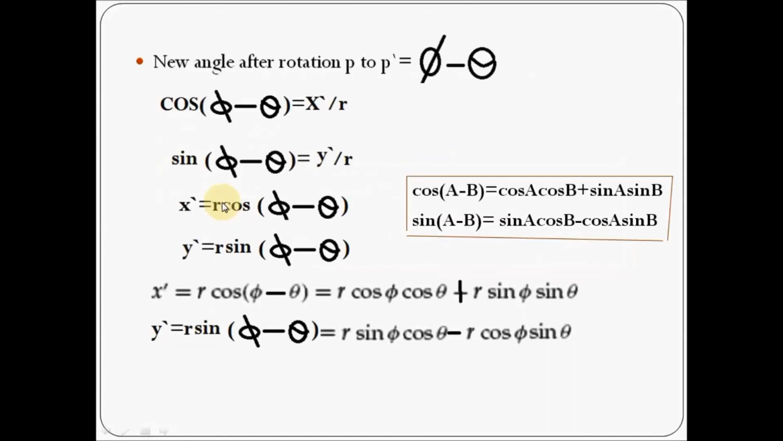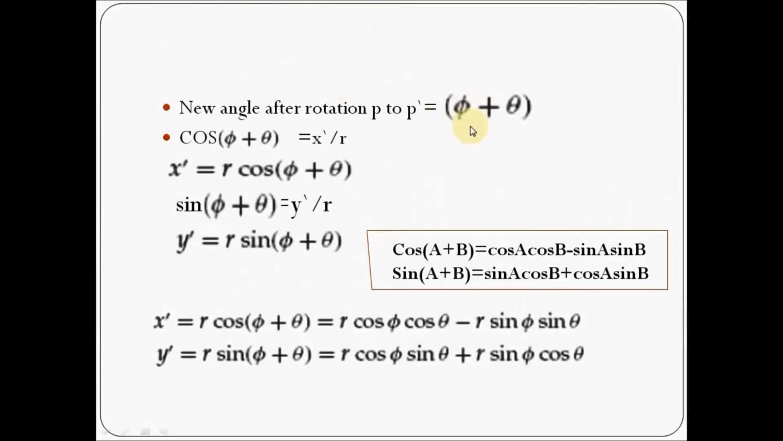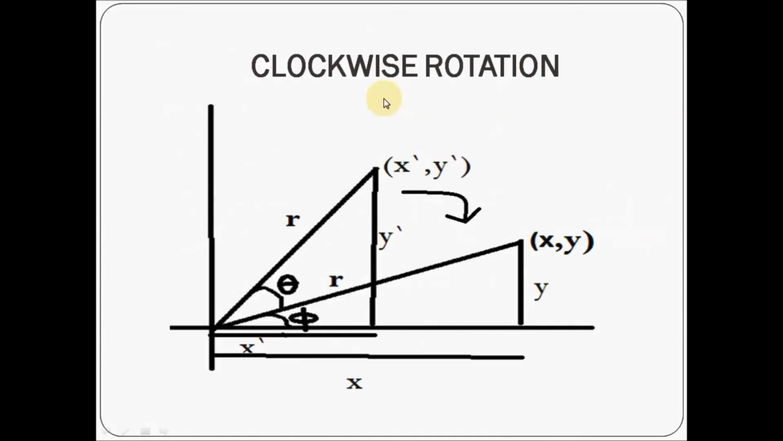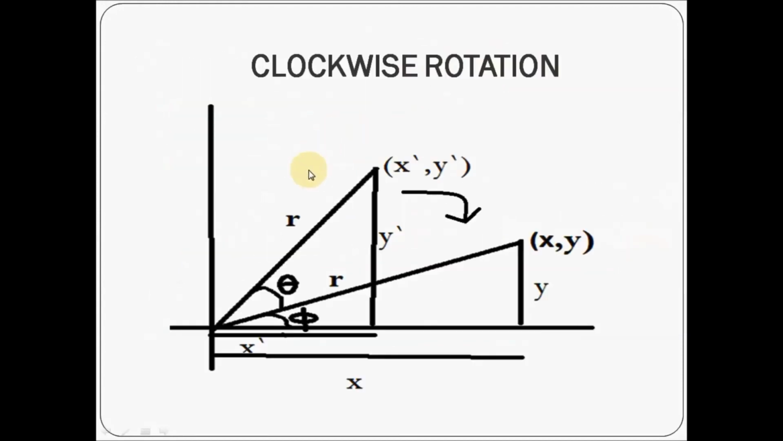Now the new angle. In the anti-clockwise direction, the new angle is phi plus theta. Now here in a clockwise rotation, the new angle will be phi minus theta, right? So phi minus theta.